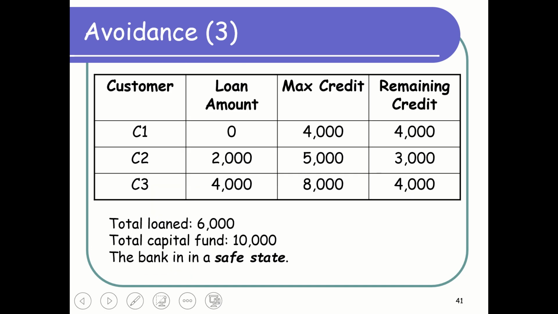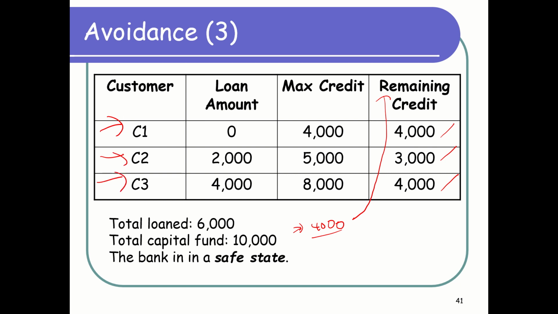So we see the avoidance here. Customer C1, total loan 6,000, loan amount 2 and 4. Maximum credit 4,000. Total capital fund is 10,000. So the bank still has 4,000. The bank is in a safe state because looking at the remaining credit, the bank can serve customer 1, pass. Customer 2, the bank has 4,000 and remaining 3,000, yes, pass. And C3 also, the bank has 4,000 and C3's remaining credit is 4,000. So the bank can serve all of these. You look into the individual requirement, not the total. So the bank is in a safe state.